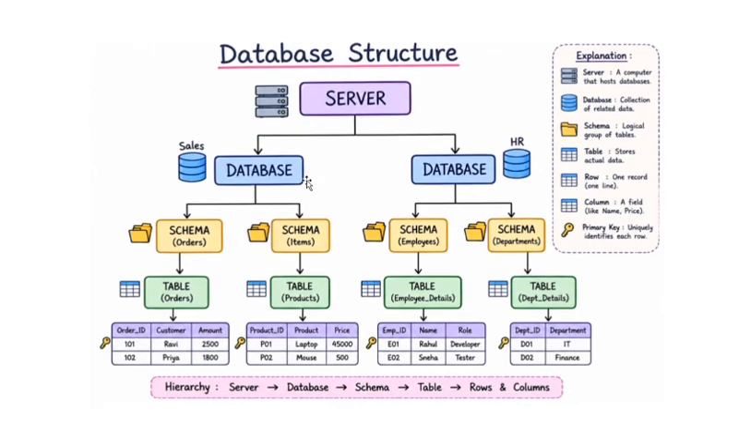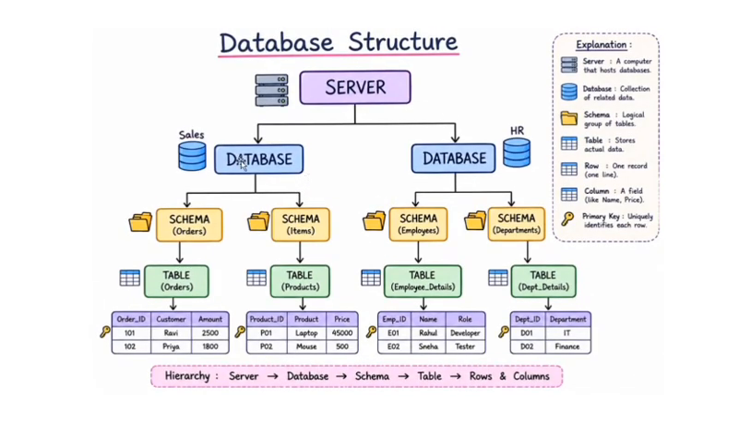This is the structure of a database. Here, this is the server. Inside the server, we have multiple databases, like sales and HR. Inside the database, we have different schemas and related tables. Here, take the schema orders, and here the related orders table. This is the structure of a database.